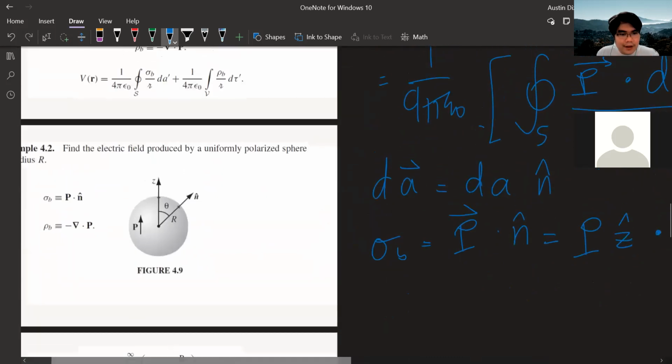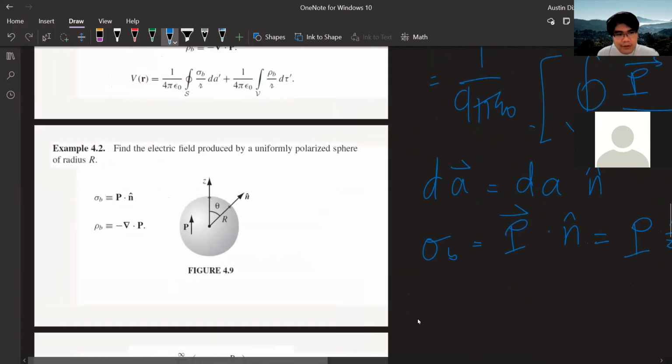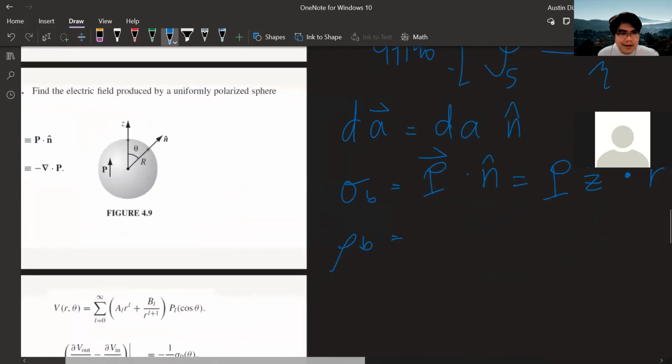Okay. Now, I'll find rho. What is rho B? Okay. Since we know P is constant, the derivative of P must be 0. So that is 0. Okay.